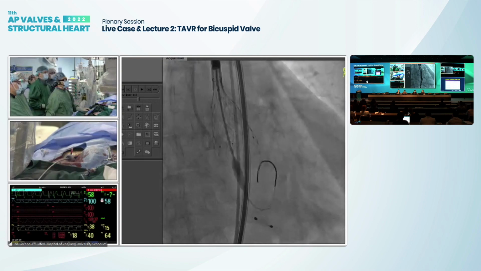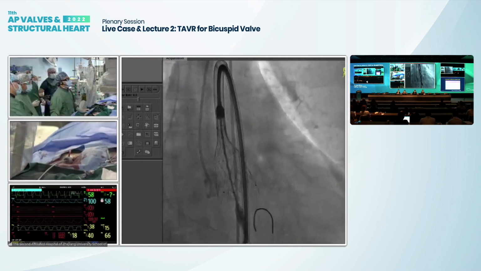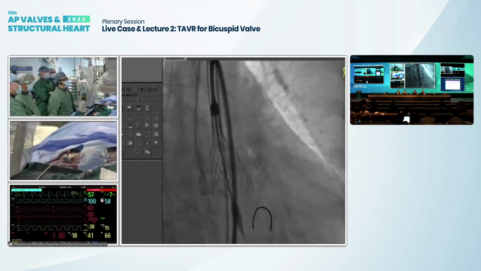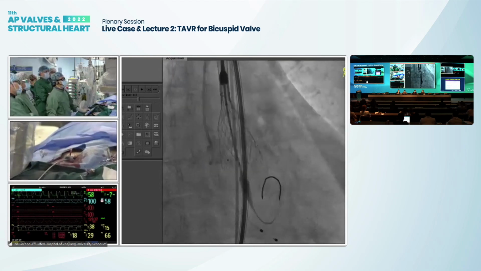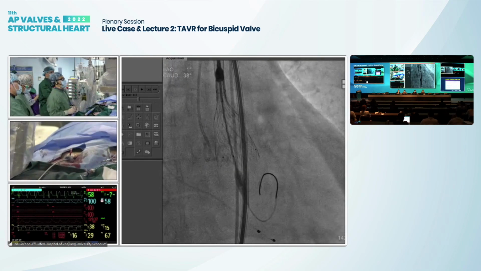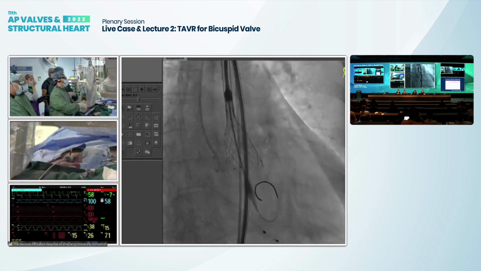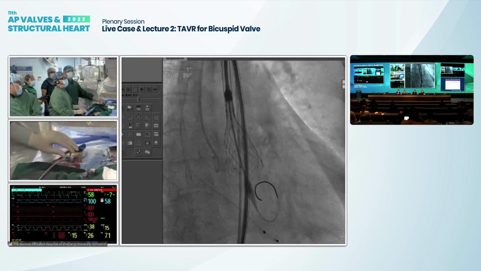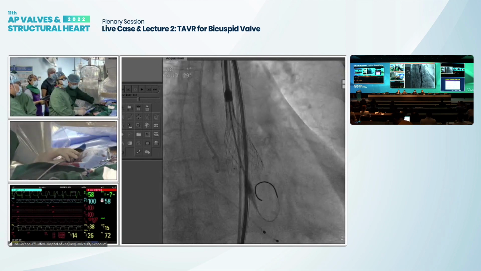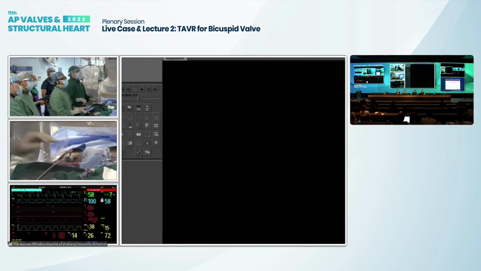Very challenging case. This is good. Oh, now it's better. That's good. That's better. This is a bicuspid view. Similar, close to the bicuspid view. Closer to the cusp overlap view. Okay. One more angiogram. Okay, good.